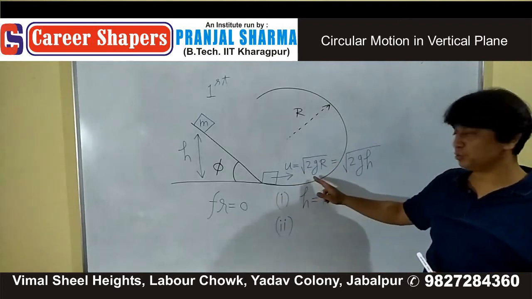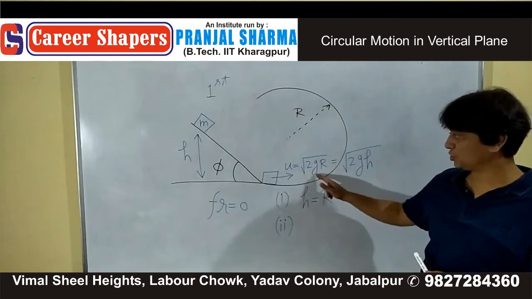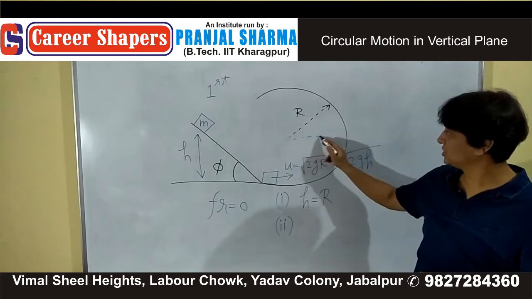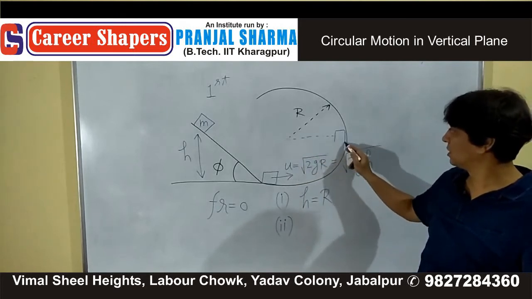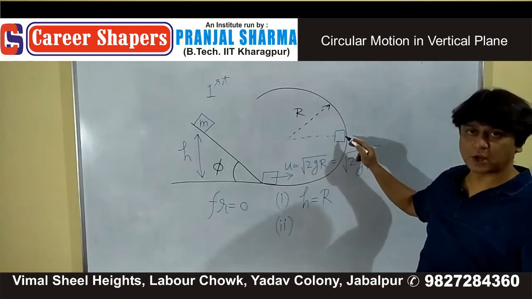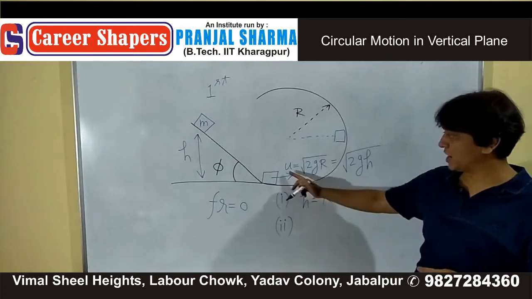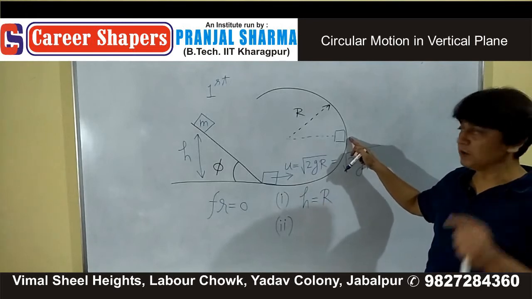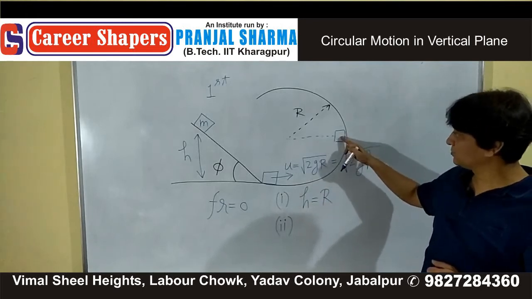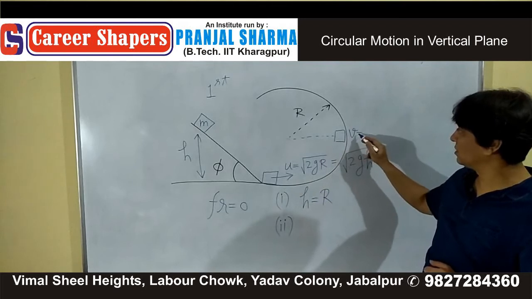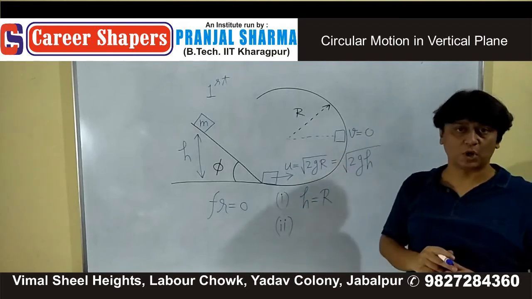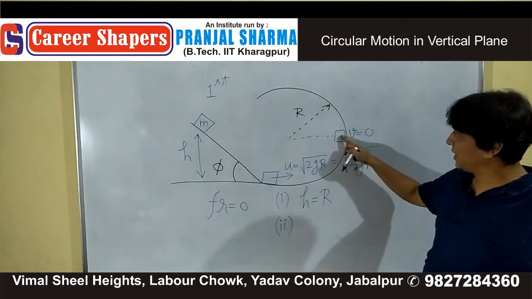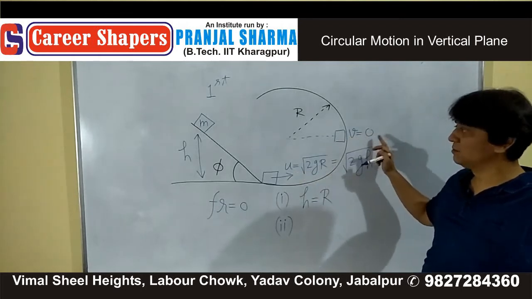When u is root 2gr, you know that the object just reaches what? This position. And that's what the question also says. We need to find the minimum u so that it can reach this position. The important thing is, at this position, we know that velocity becomes what? 0. If u is root 2gr, after completing a 1/4 circle, v becomes what?